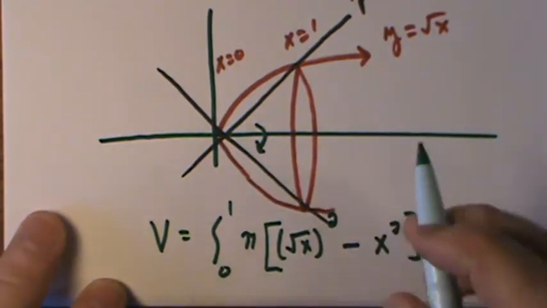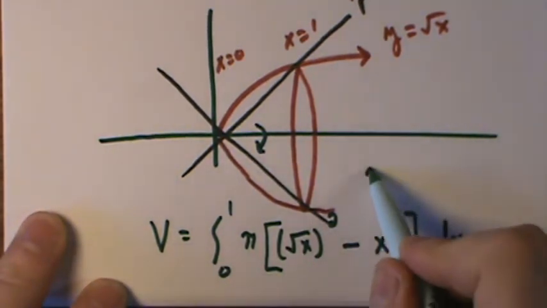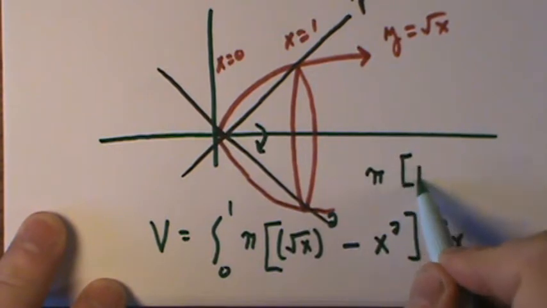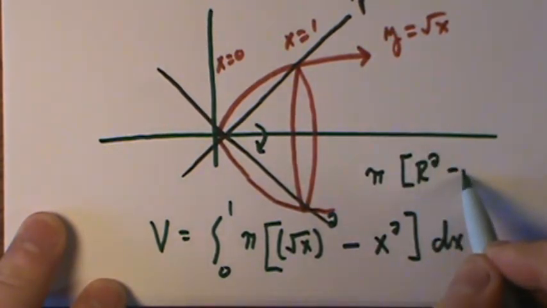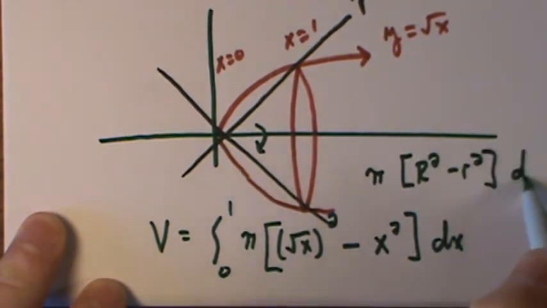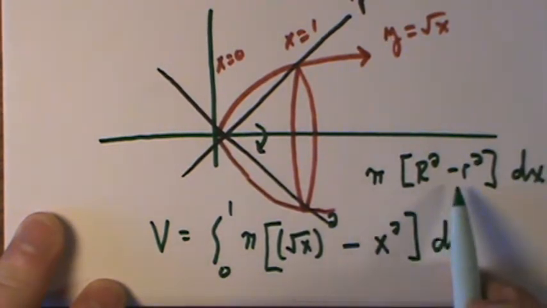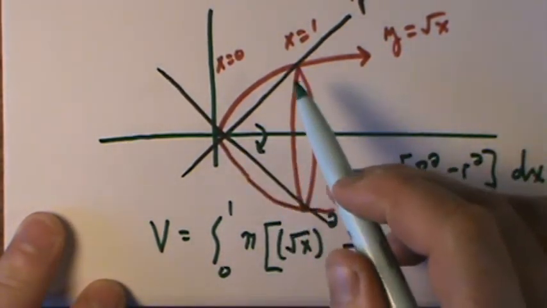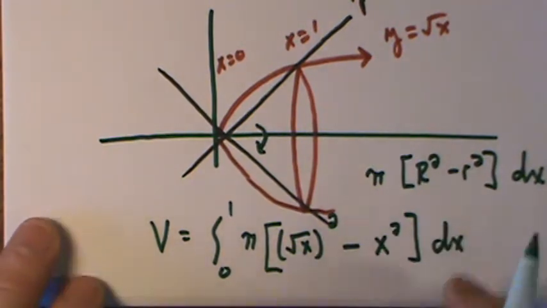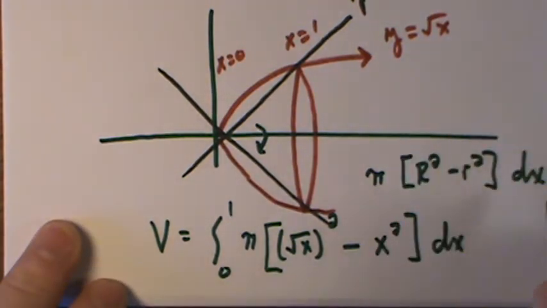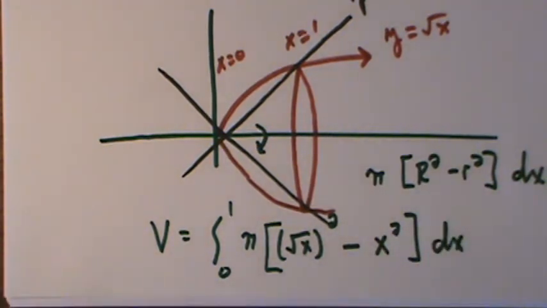We use that formula of pi big R squared minus little r squared dx to show that there's a void, that we're removing a piece of this. And that's what we're looking at when we do our washer method. So this would be your washer method here. That's your basic formula. And then we go to the new concept.